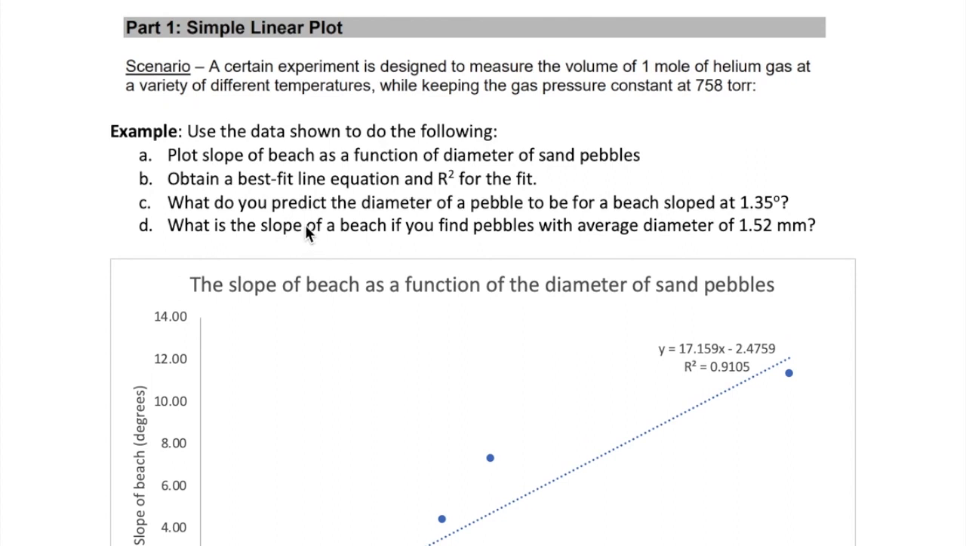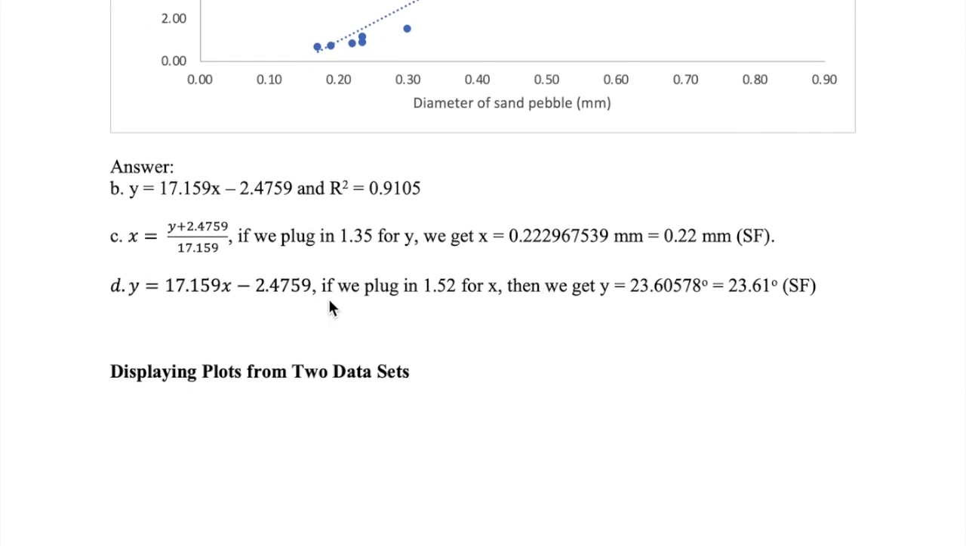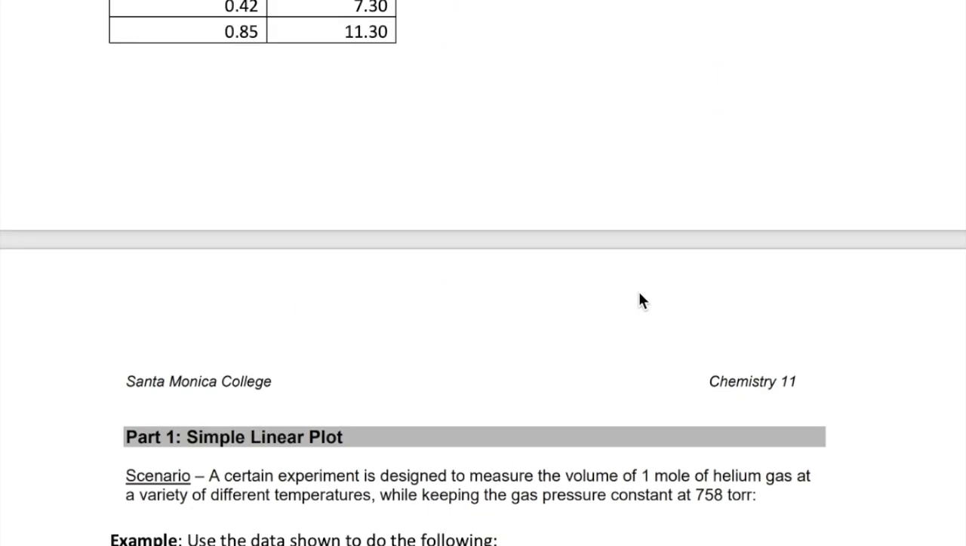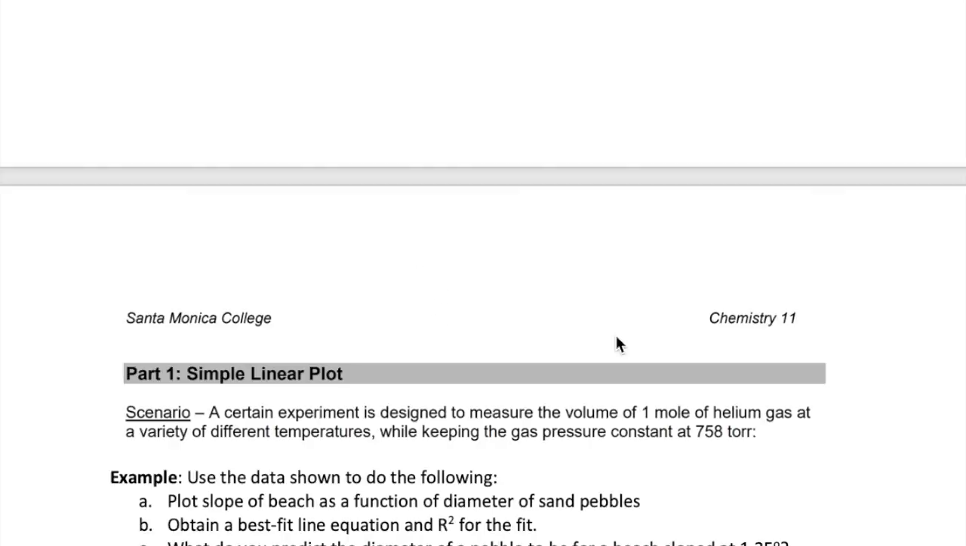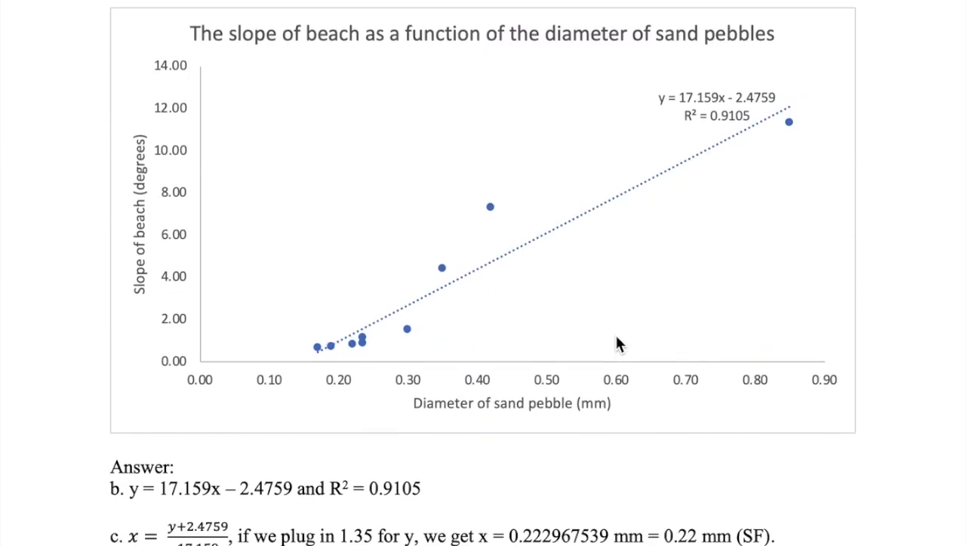For the last question, you are asked to solve for y, which is the slope of the beach, given a value for x, which is 1.52 millimeter. When we plug in 1.52 for x in the equation, we get a y value shown here, which again has a lot of digits, and it must be rounded to 23.61 degrees to match the significant figures that we observe in the raw data. Now, what we just did for this problem is an extrapolation because 1.52 millimeter is actually way off on this side, and that's outside the range of our data.